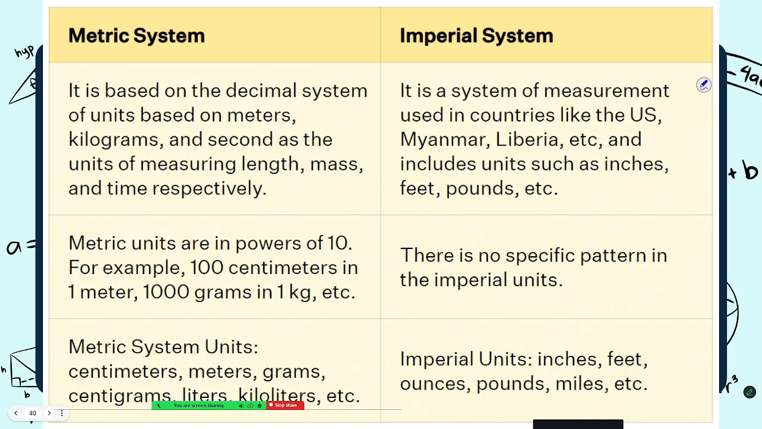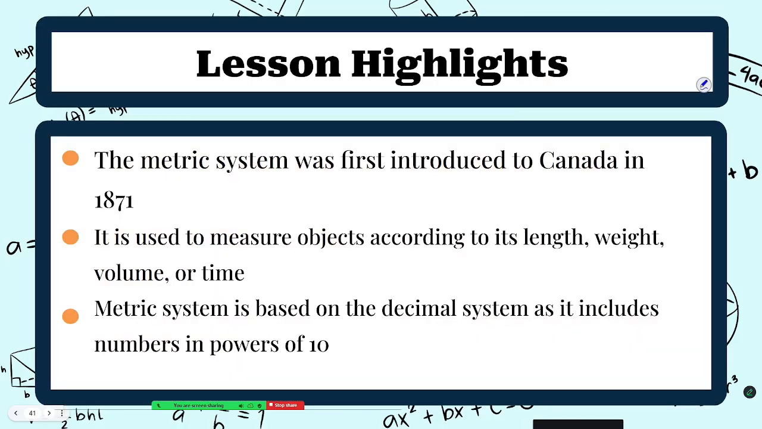We only focused on metric system because that's what we use here in Canada. Metric system units, we have centimeters, meters, grams, centigrams, liters, kiloliters. Imperial units, inches, feet, ounces, pounds, miles. These are common terms for the different units.